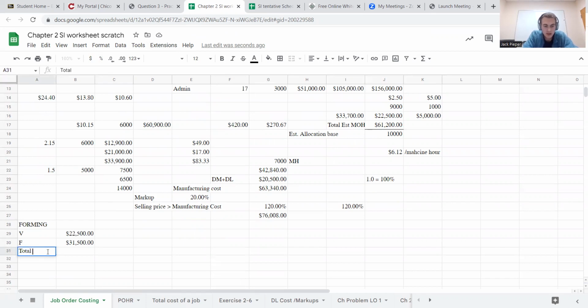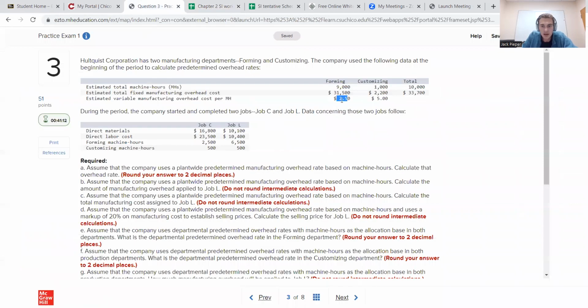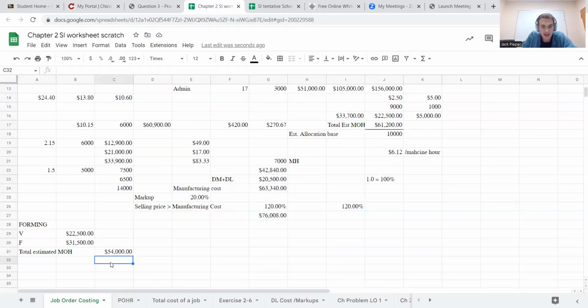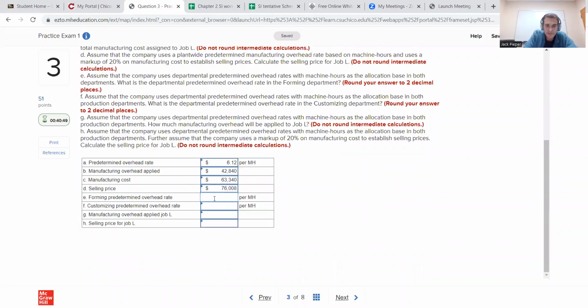Then this is our total estimated MOH, which is our fixed plus our variable. All right. So we're doing the same thing that we did in the previous one, except we're just doing the department. Okay. So for the forming department, we have our total cost now. And now we need to find our total allocation base, which is just going to be the 9,000 machine hours. So it says they're both based on machine hours still. And we'll divide the two now. So this divided by this, we'll get $6. Nice round number. Looks good to me. $6 per machine hour is our forming predetermined overhead rate.